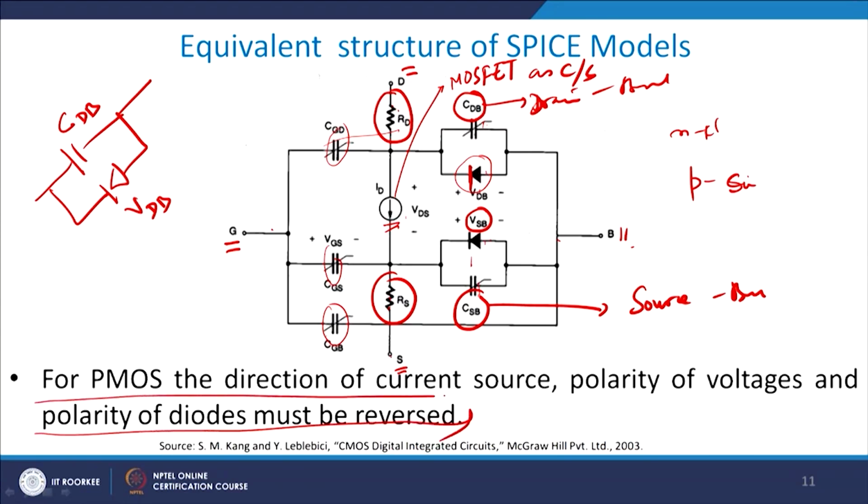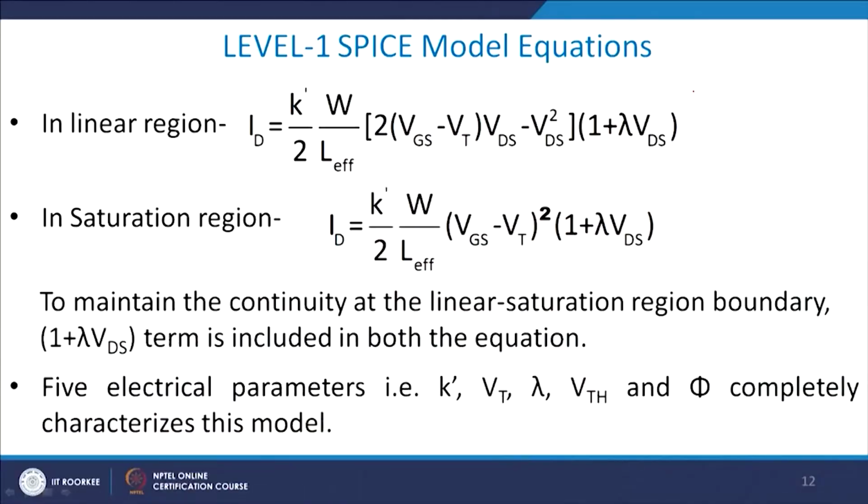So, for PMOS, the direction of the current source, the polarity of the voltages and the polarity of the diodes must be reversed, right. Let me come to the level 1 SPICE model equations. Again, it is a linear model, we have already discussed this point.